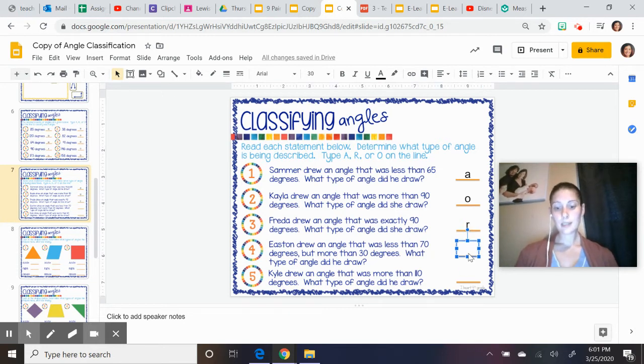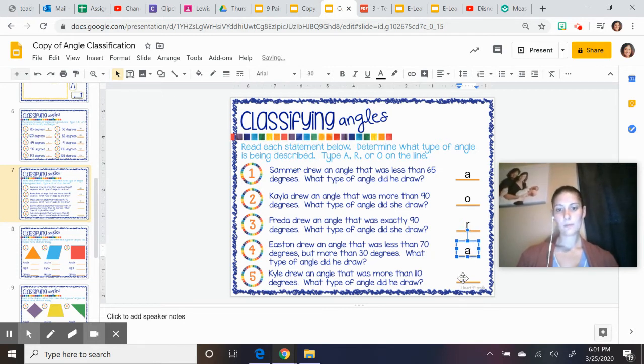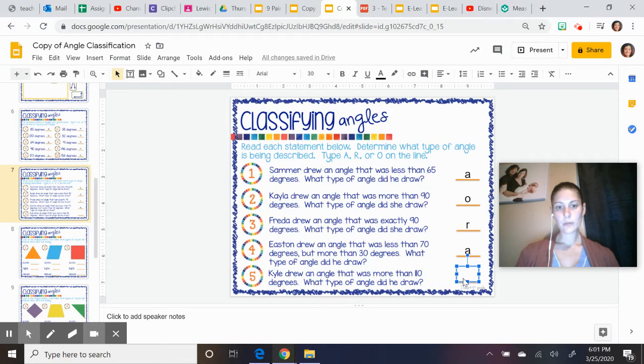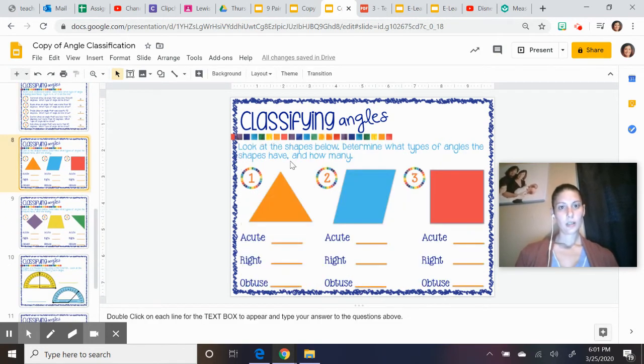If it's still less than 90, it's still got to be acute. And Kyle drew an angle that was more than 110 degrees. And so that's bigger than 90, so that would be obtuse. All right, look at the shapes and determine what types of angles they have. So here we have a triangle, and all of these look very small. So I'm going to say that there are all acute angles here.